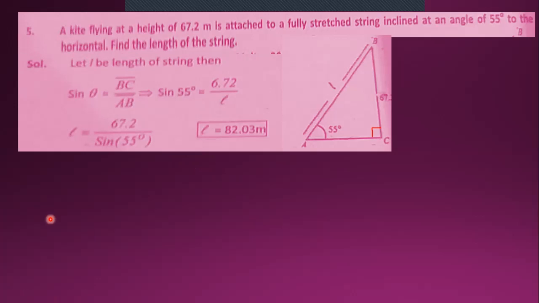Obviously, which two sides are given or one side or angle are given, you need to relate the missing one with that. Here you are given perpendicular and you are to find the hypotenuse, so obviously perpendicular and hypotenuse having the ratio which is called sine, because sine theta is equal to perpendicular over hypotenuse, which is BC over AB, and so sine 55 degrees is equal to 67.2 over L.